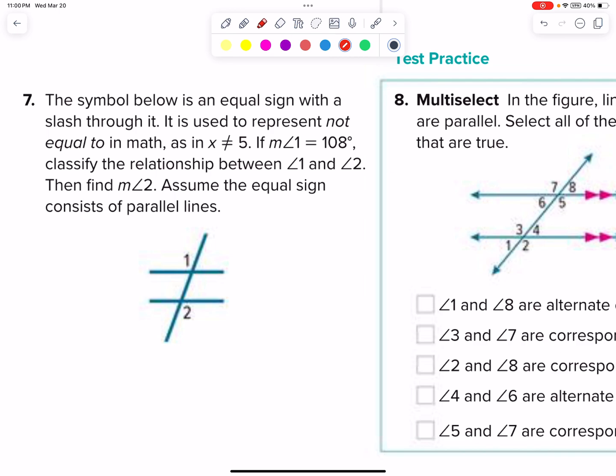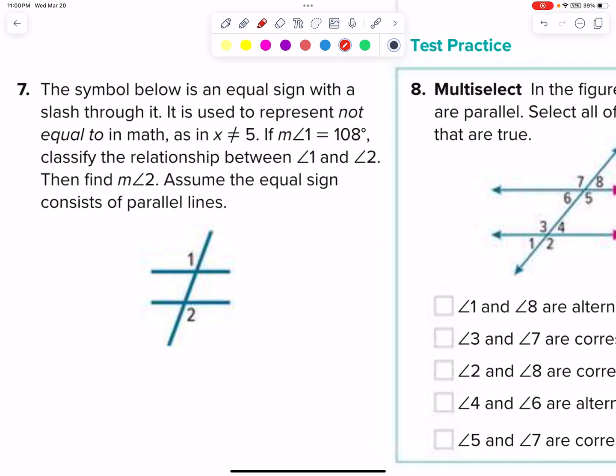It says if the measurement of angle 1 is 108 degrees, classify the relationship between angle 1 and angle 2. Then find angle 2. So classify means say what the actual type of relationship is. Are they alternate exterior, alternate interior, corresponding, vertical, supplementary, that kind of thing. But then actually say what is the measurement of angle 2.